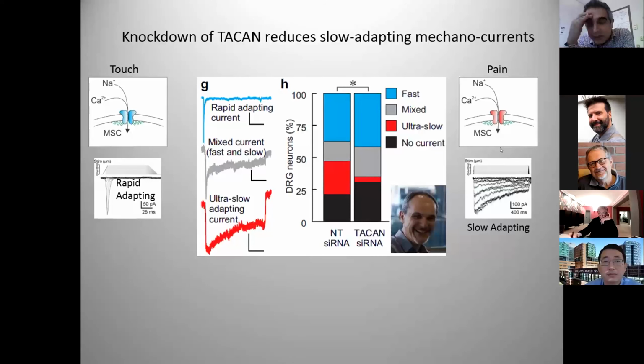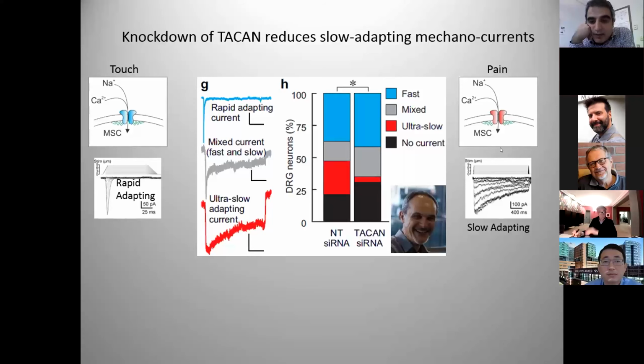Now, it's possible that TACAN is also expressed in touch-sensitive neurons, and maybe it's not really specific to the nociceptors. One way to look at that is to do whole-cell recordings from a large population of sensory neurons. Like I showed you in the beginning, touch-sensitive neurons will display a rapidly adapting current, whereas the pain-sensitive neurons will typically display a slow adapting current. So if you record from a large population of neurons indiscriminately, without focusing on nociceptors, then some of those neurons will display a rapidly adapting current, and others will display a slow adapting current. And there's a certain proportion of these.